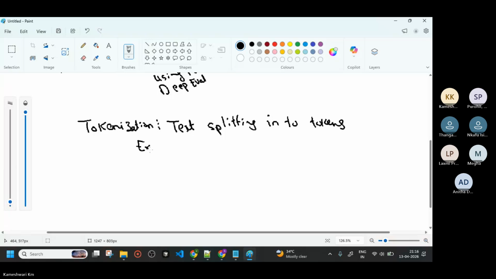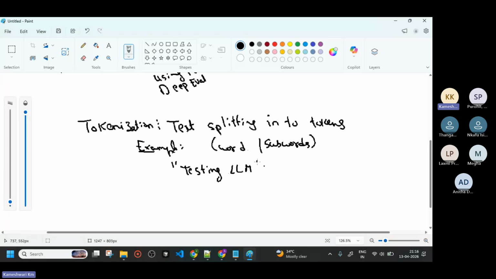For example, there are different types of tokenization. Mostly we will use word tokenization or subword tokenization. Suppose I say "testing LLM". Now I'm going to get 2 words: testing, 1 word, and LLM, 1 word. This is called word tokenization.